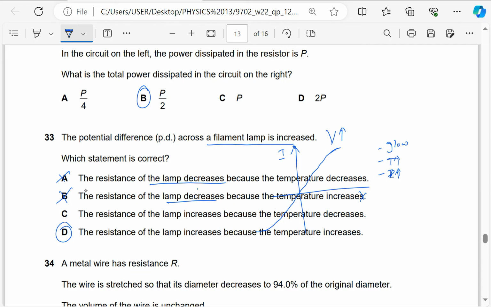It's not the same with the LDR and the thermistor. For them, they are negative temperature coefficient. This one is positive temperature coefficient.